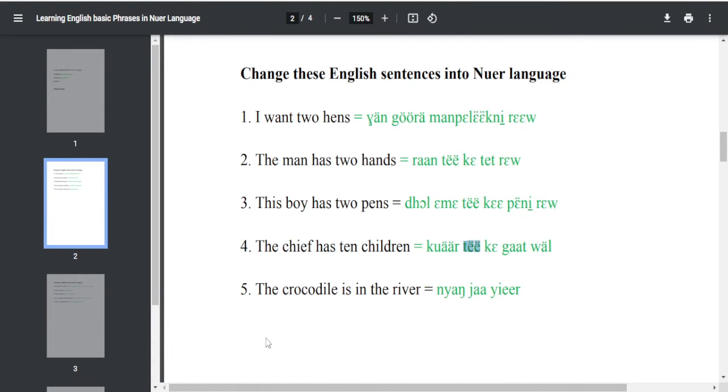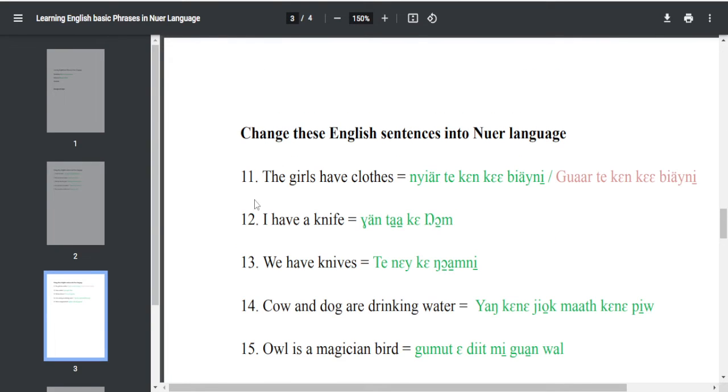Number 5. The crocodile is in the river. Nyaŋ ja yieer. The crocodile is in the river. Nyaŋ ja yieer. You go to lesson number 11.